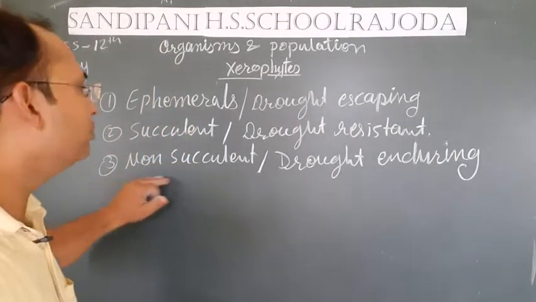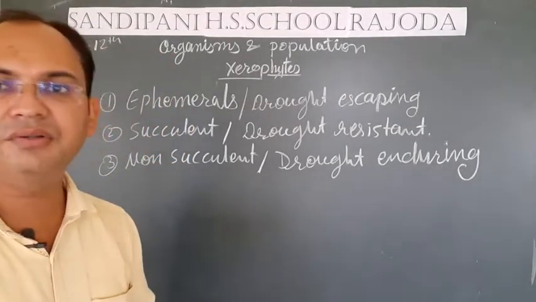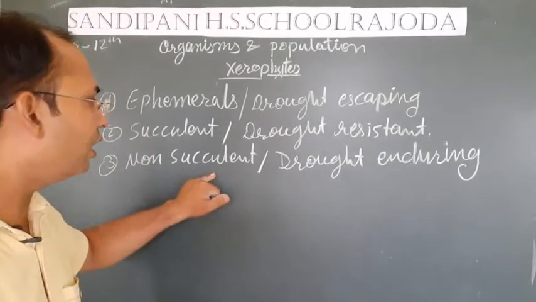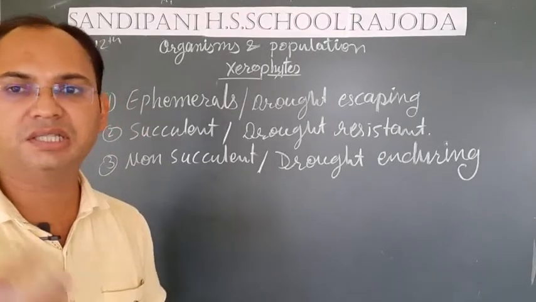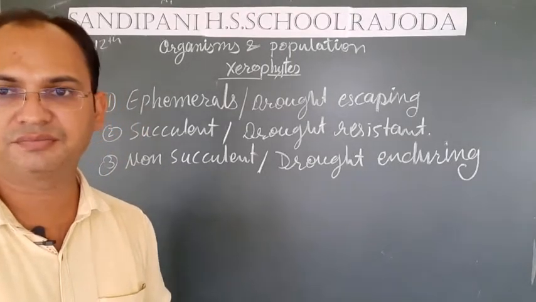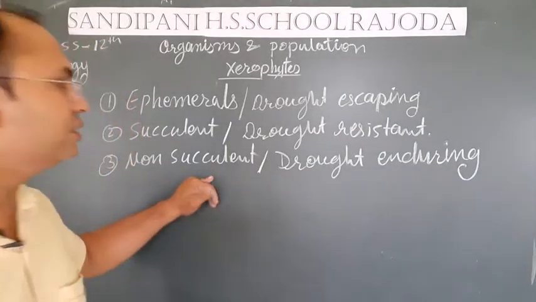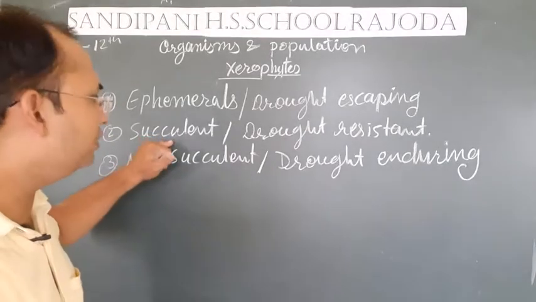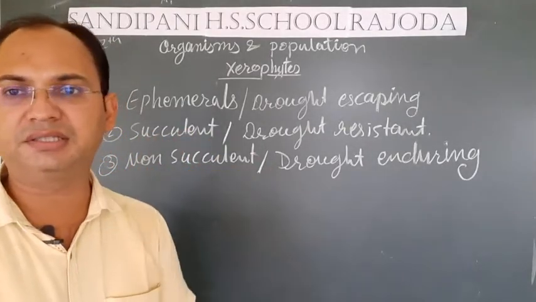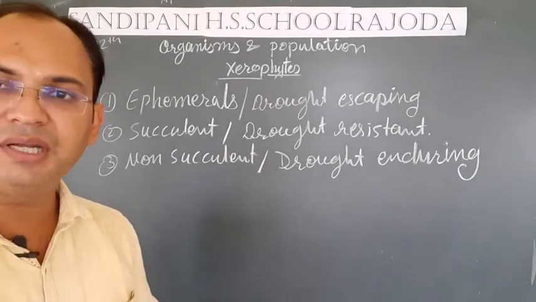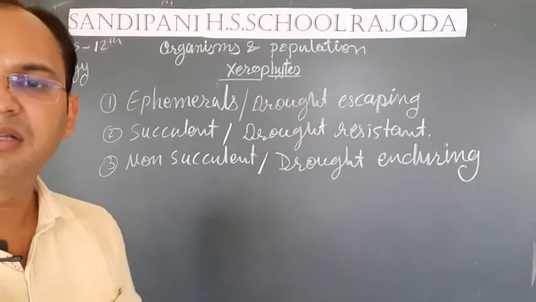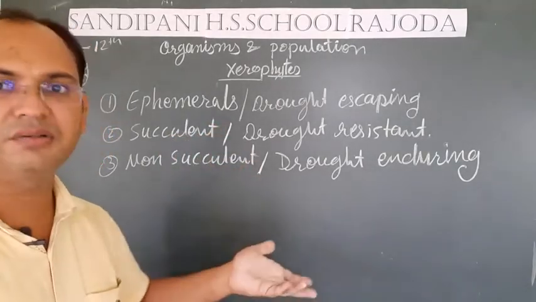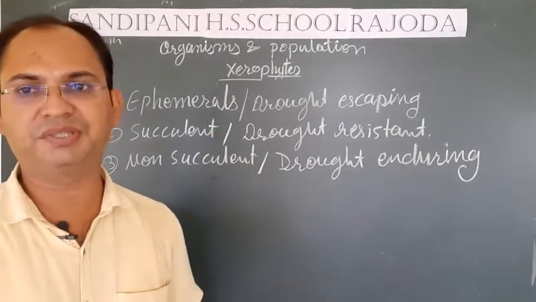Next are non-succulent or drought enduring plants. This type of plant uses very little amount of water. Their need of water is very little. They also possess water storage inside their body, but as compared to the succulent plants, their need of water is very little. They can survive on a very little amount of water. They can tolerate the drought conditions by their physiological, anatomical or morphological adaptations.